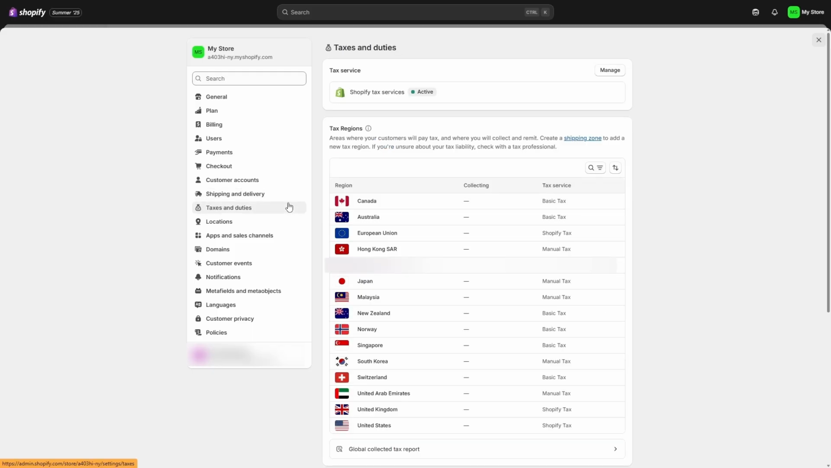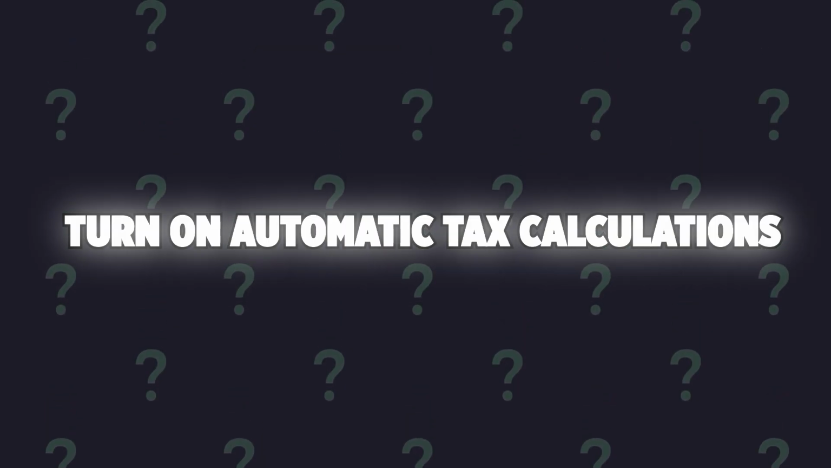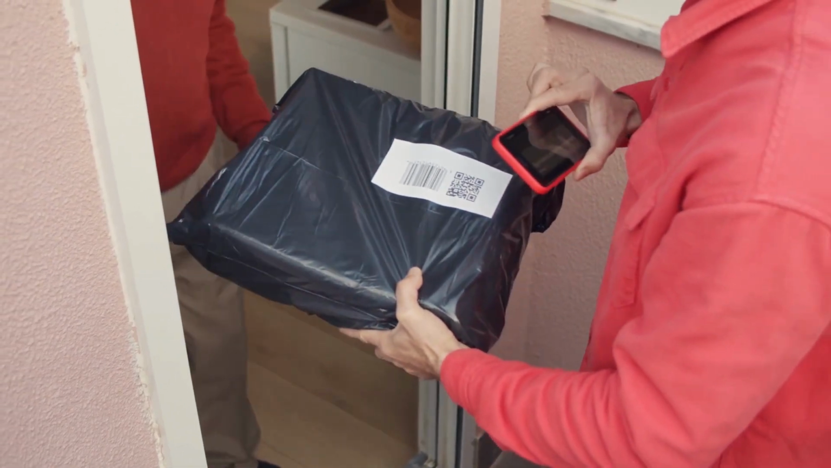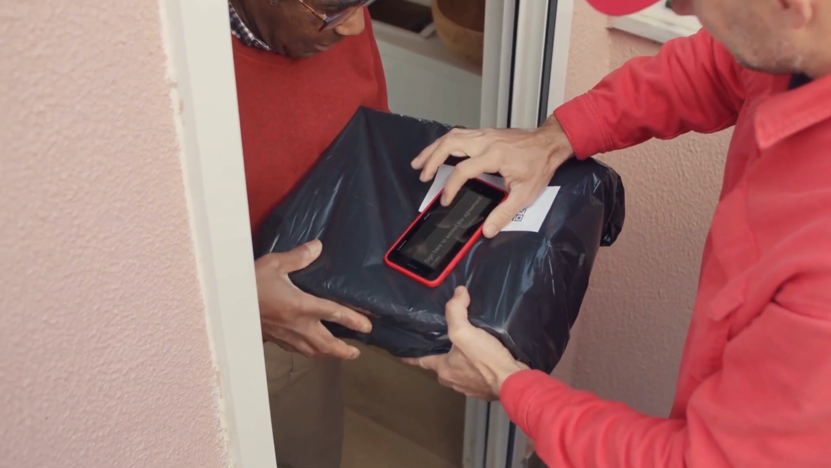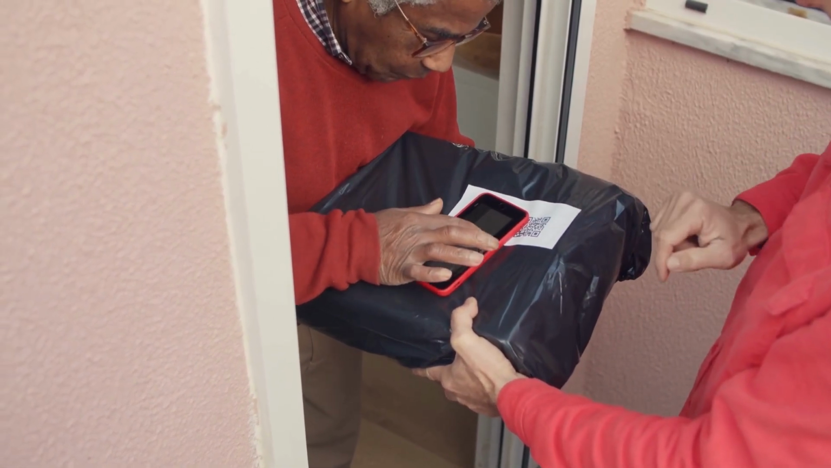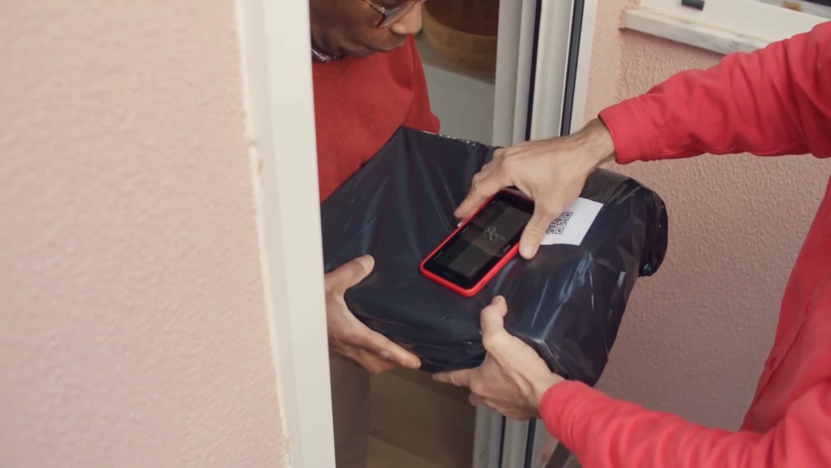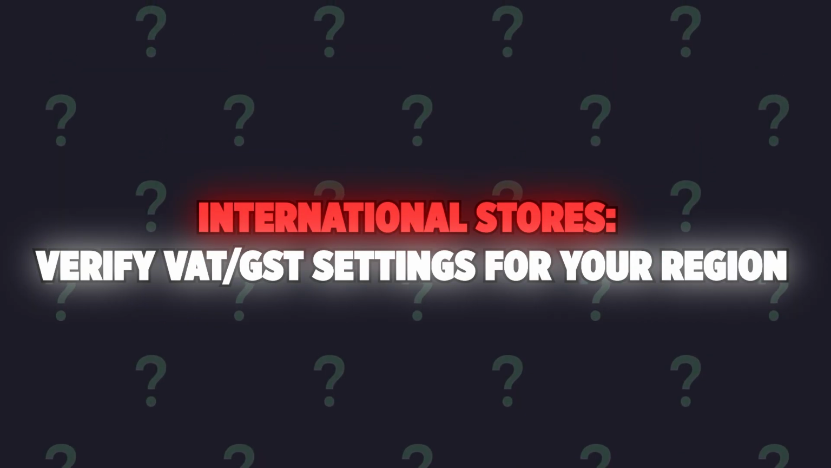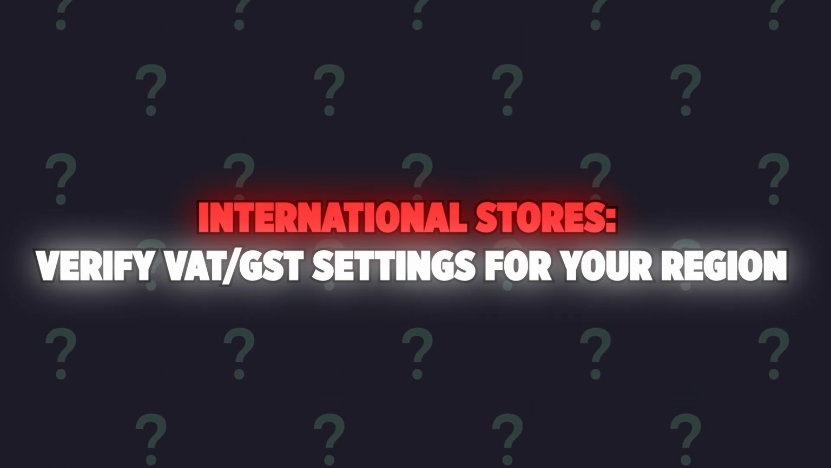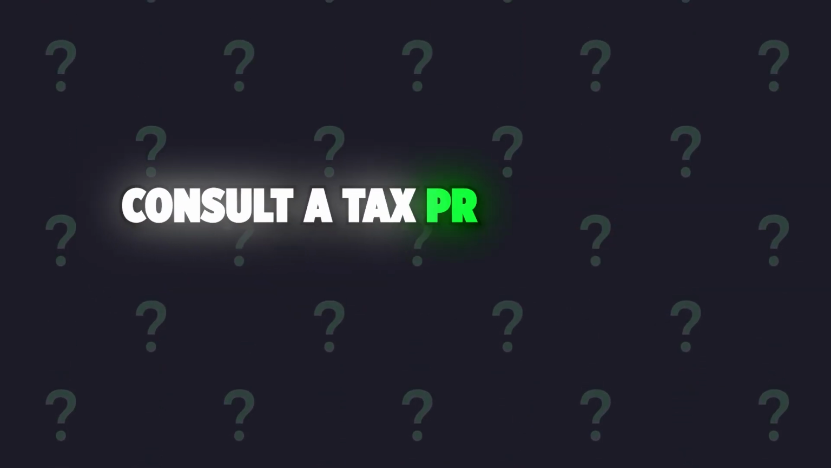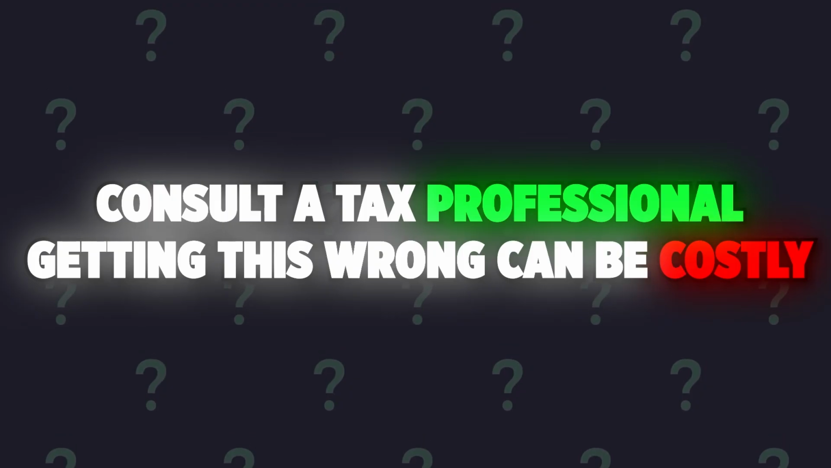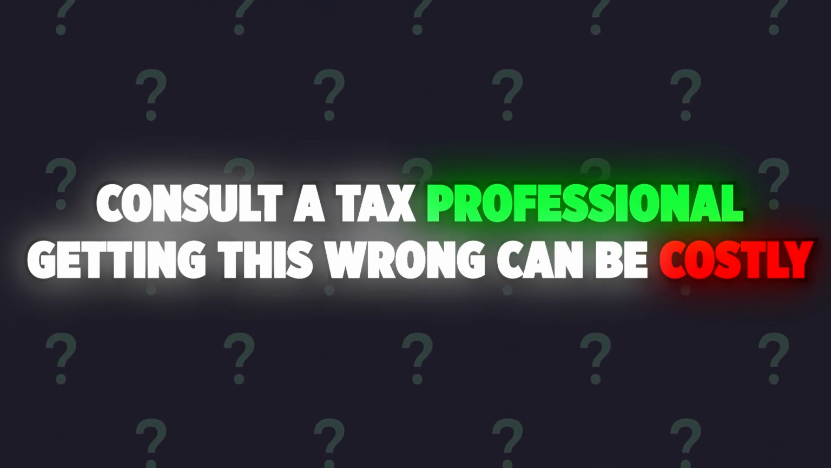Click taxes and duties, turn on automatic tax calculations. Shopify handles this for you based on your customer's location. If your store is located in the US, make sure you're collecting sales tax in states where you have nexus. For international stores, verify you have VAT as well as GST settings for your region. If your business is well established, you can always consult a tax professional to avoid getting it wrong.